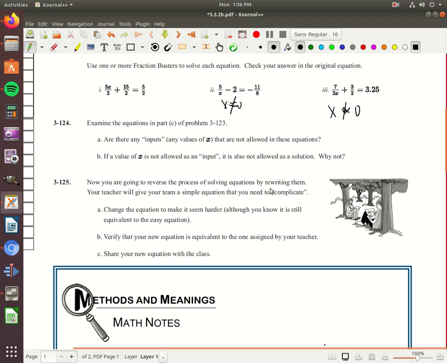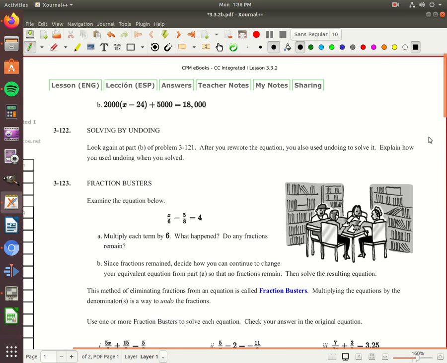Now you're going to reverse the process of solving equations by rewriting. Your teacher will give your team a simple equation you need to complicate. I'm actually not going to do that, so we're going to call it good.